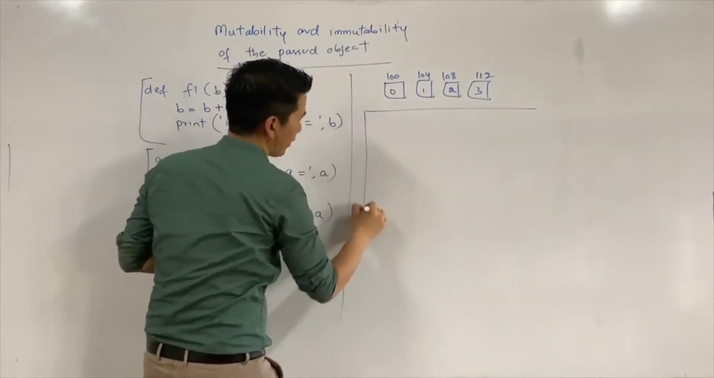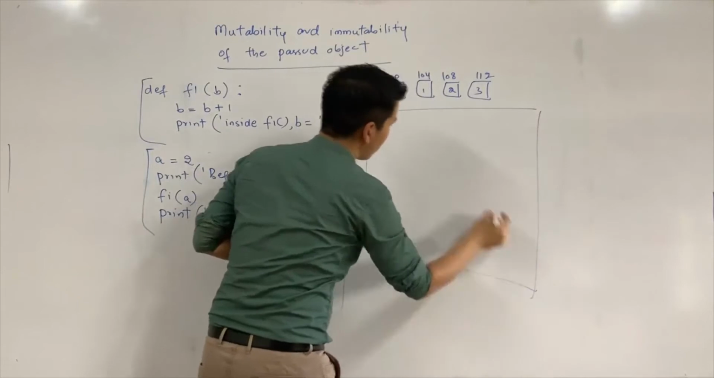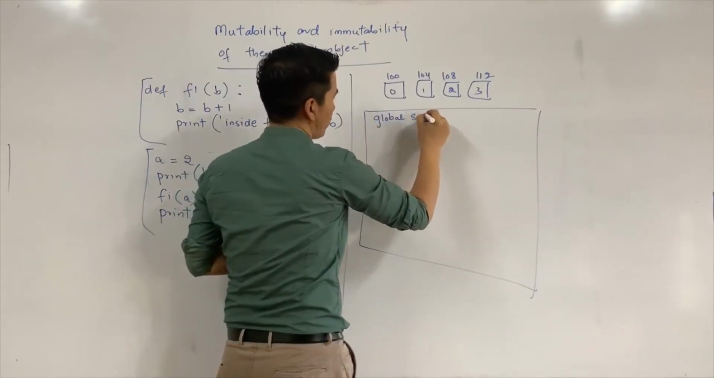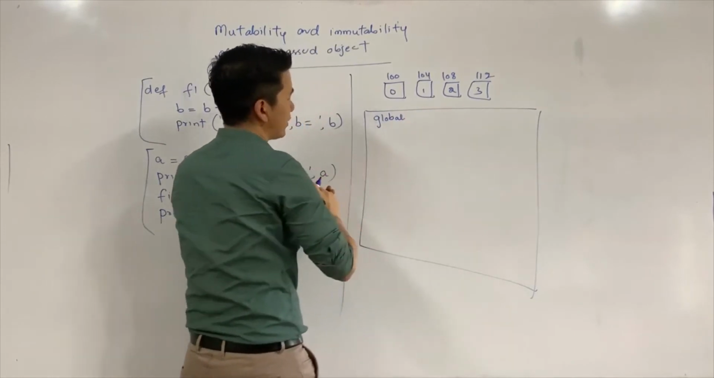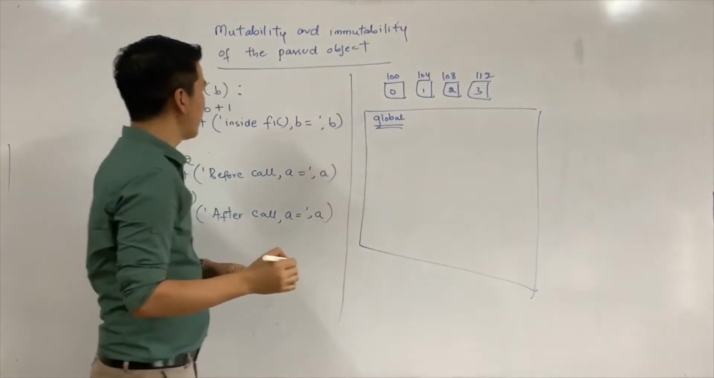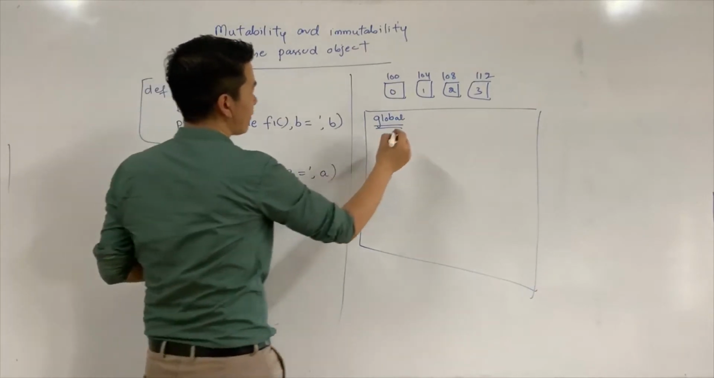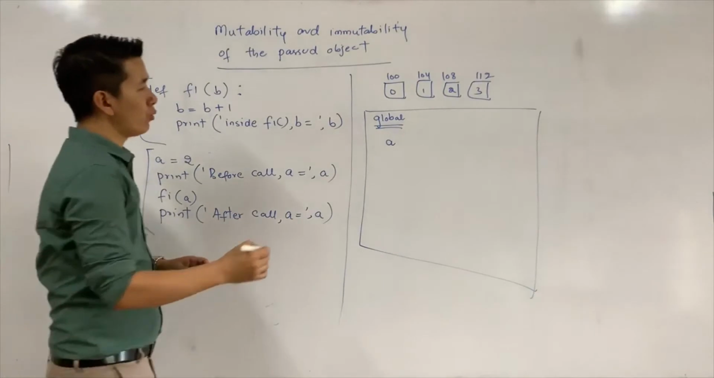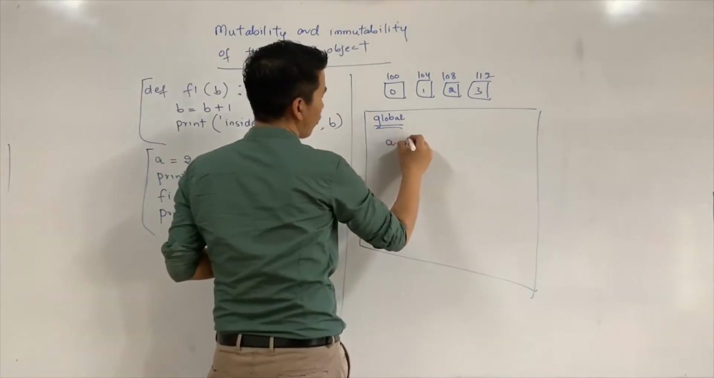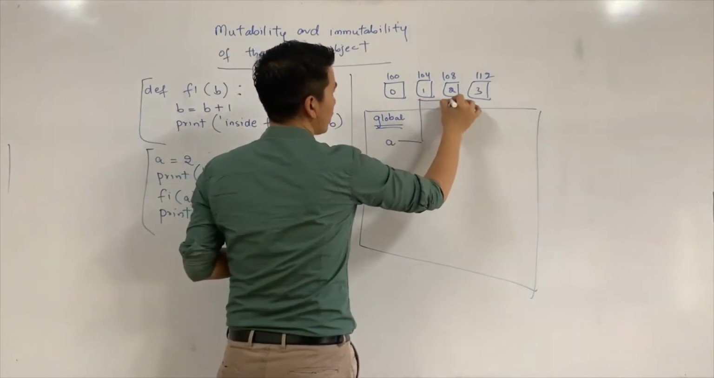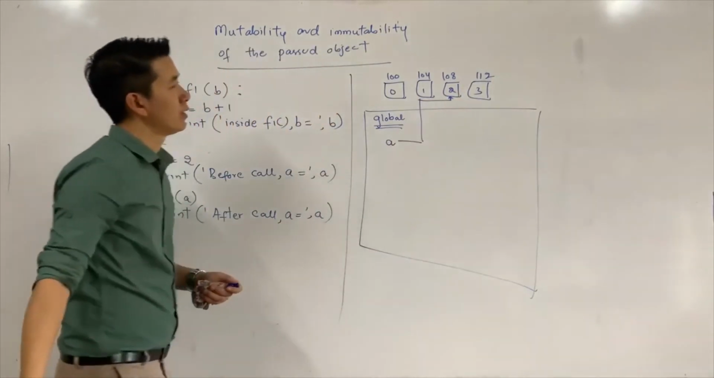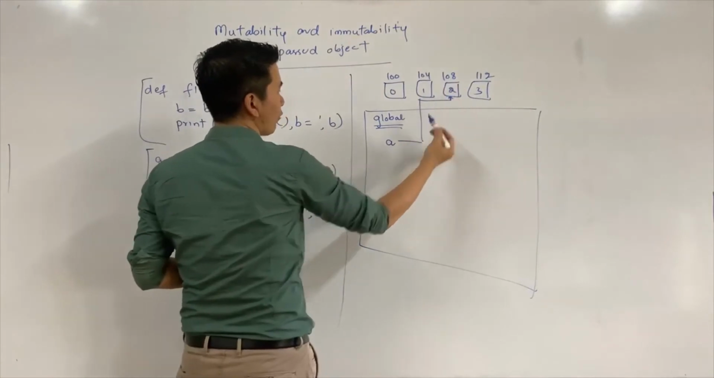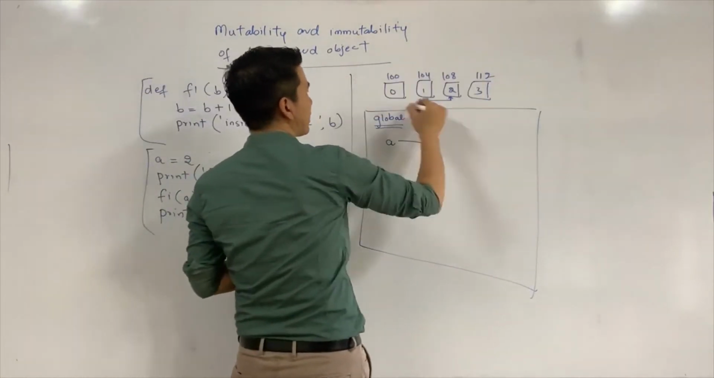And then you have the, what is this? This is the global scope, or global environment, right? In the global environment you have A is equal to 2. So what happens is this A will point to the memory address of 108, because in the memory address of 108 you have the value of 2. So this is like the data space.